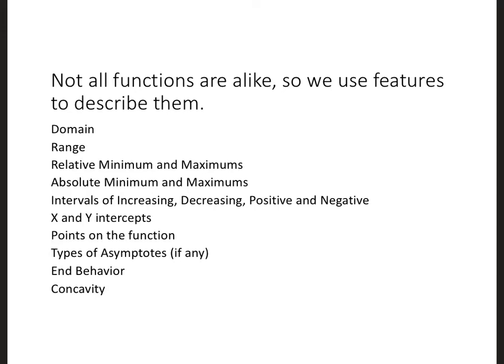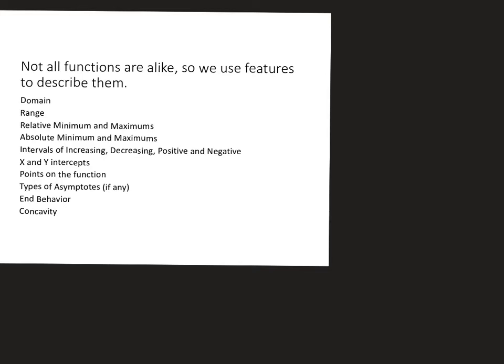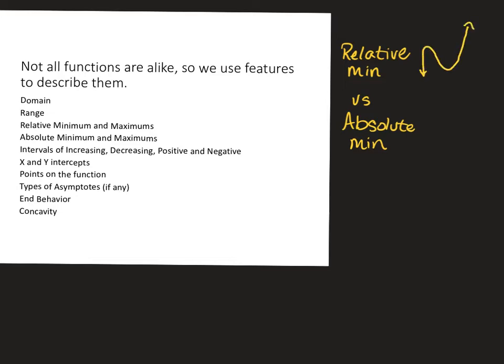So domain and range are ones you should have learned in the past. Relative minimum and maximum versus absolute minimum and maximum. I'm going to do a little bit of a key off to the side. So if we're talking about a relative minimum, a great example of a function that has a relative minimum would be a cubic function. So a cubic function can kind of curve like this. So this point right here is what we would call a relative minimum.